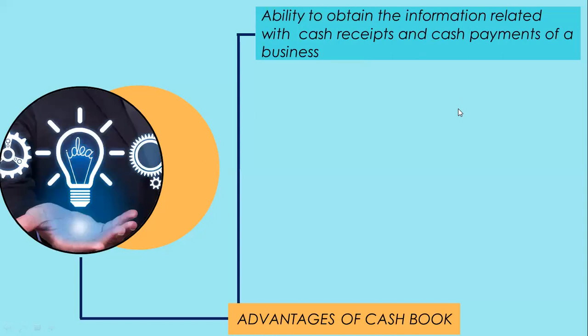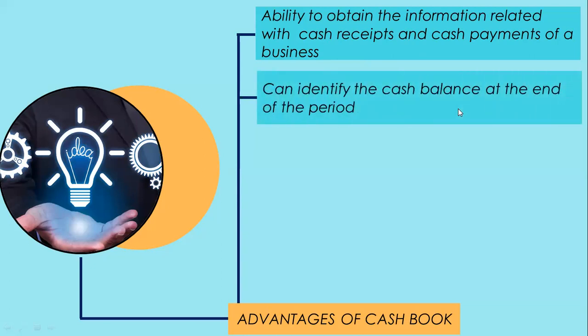Once we observe a cash book, we can easily decide, okay, these are the receipts of the period and these are the payments of the period. Second, we can identify the cash balance at the end of the period. Normally, we obtain the balance of cash through a physical count. But we can have an idea of the balance of cash available in the business just by looking at the cash book. It provides the information of the closing balance.